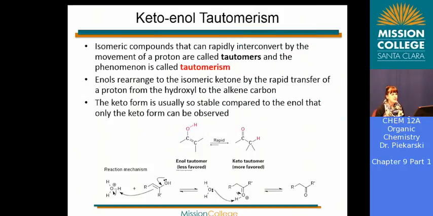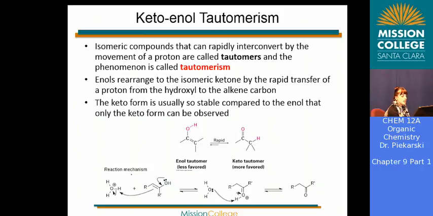Now, coming back to this keto-enol tautomerization, this tends to be initially something that students struggle with, but once they get the use of it, it makes sense. So isomeric compounds that can rapidly interconvert by the movement of a proton, this is what's happening, are called tautomers, and this particular phenomenon is called tautomerism. And enols can rearrange to their isomeric ketone by the rapid transfer of a proton from the hydroxyl to the alkene carbon. And the keto form is usually so stable compared to enol that only the keto form is observed in many cases. Okay? So your textbook doesn't go through the mechanism, but I found one for you.